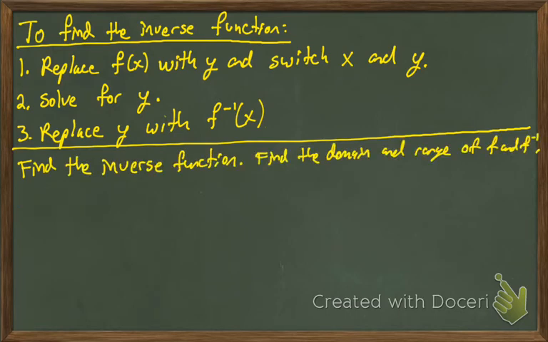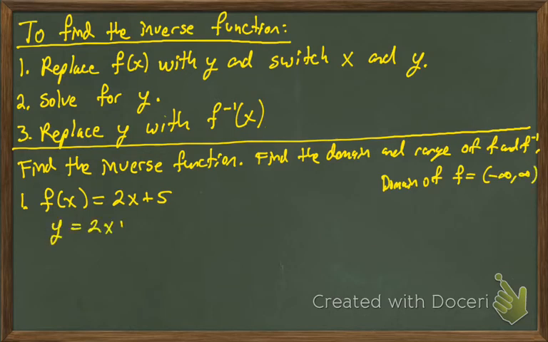So we're going to find the domain and range of both f and f inverse. So here is f of x. I've rewritten it so we replace f(x) with y. So f(x) is equal to 2x plus 5. This has a domain of all real numbers. There's no denominators or square roots.